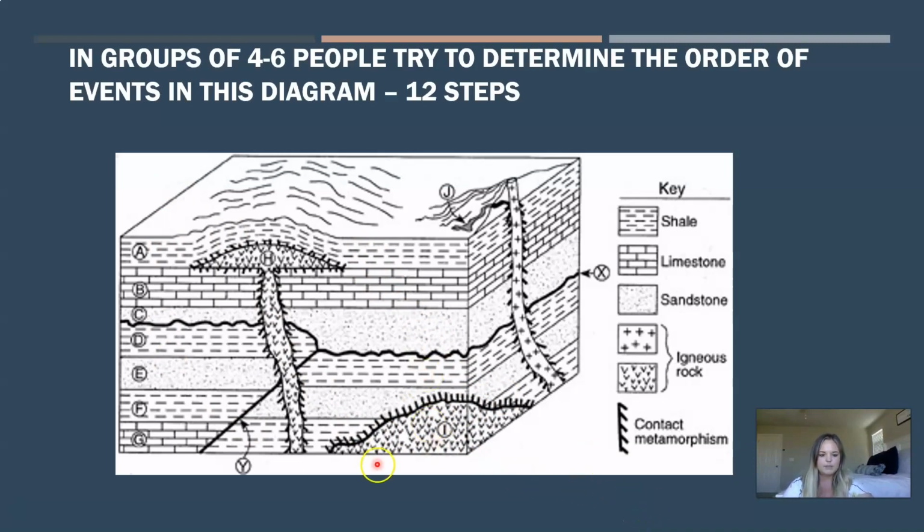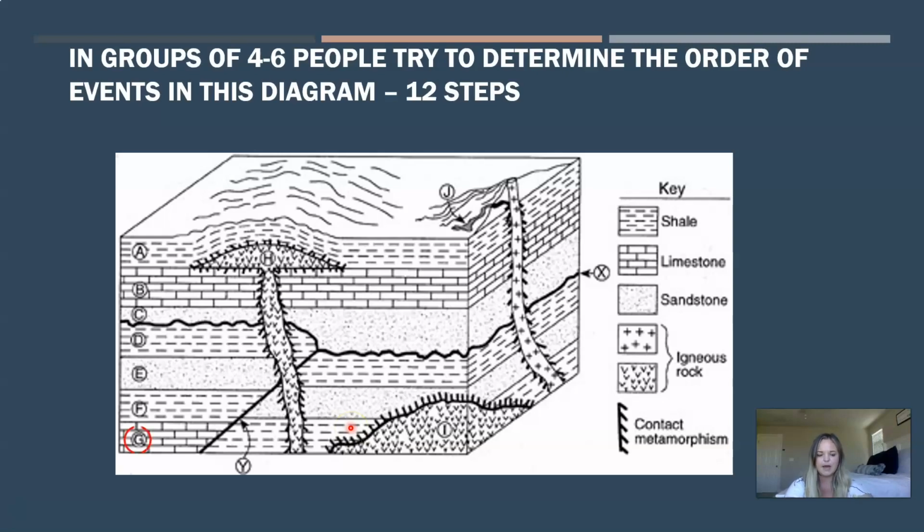So again, towards the bottom here, we want to look at what we have. So we have these horizontal layers here. They're offset by a fault. We also have an intrusion here, but this intrusion cuts through quite a few of these layers. So it's not going to be our oldest, even though it's towards the bottom. If it cuts through a layer, remember that layer has to be there before it can cut through it.